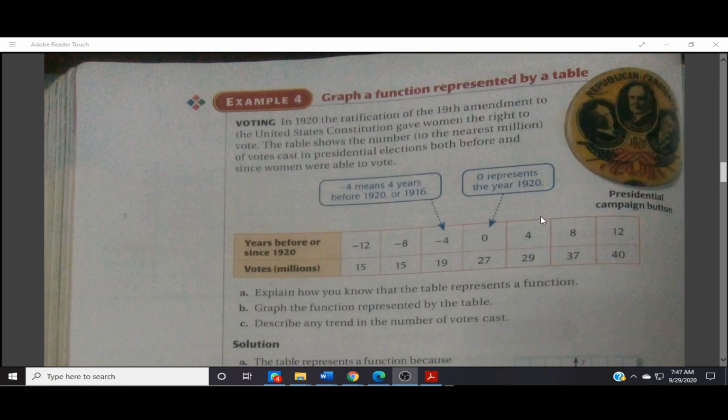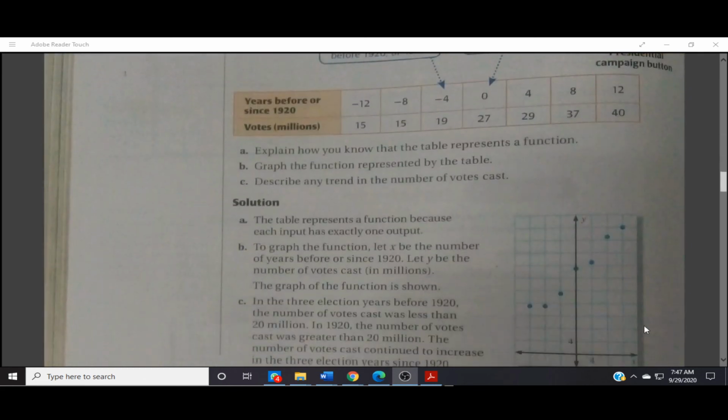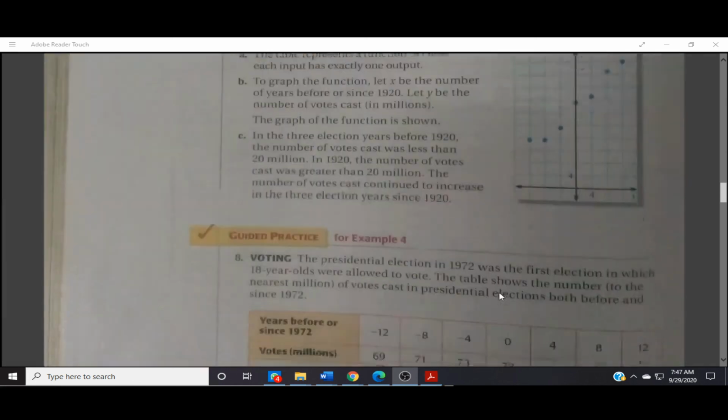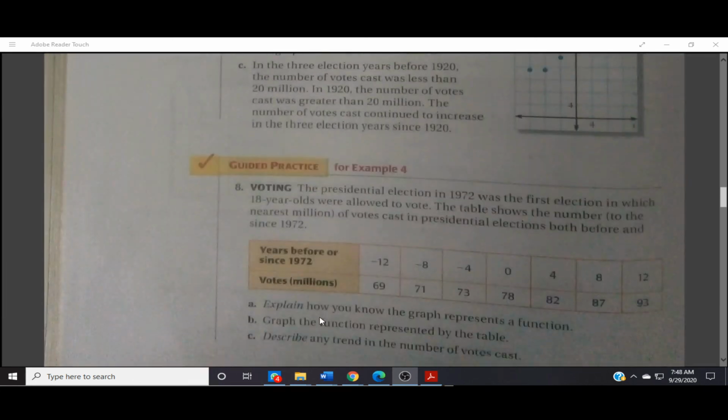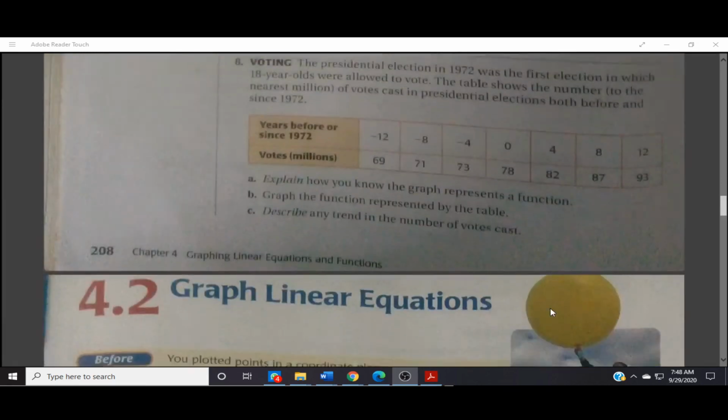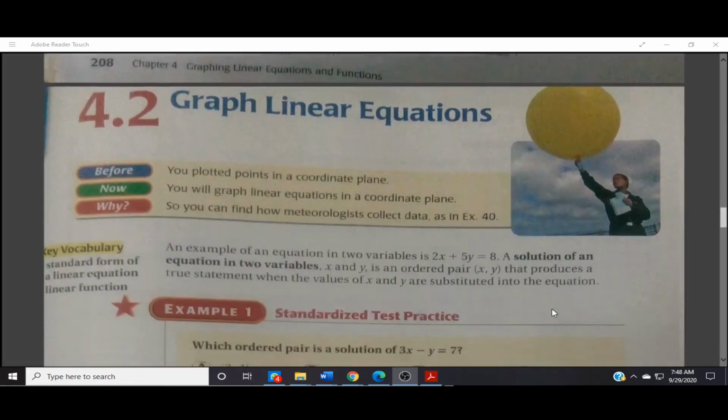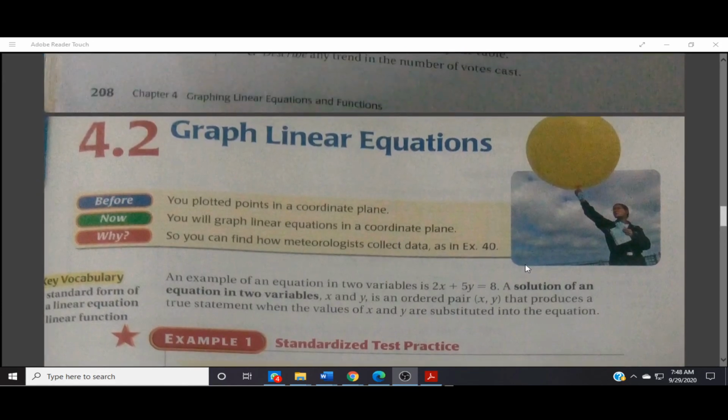Okay, they give us an example. You have to graph the points, which makes sense, and then describe any trend. So do we notice any trend upwards? Yeah. The same thing with this, okay? We have an example, and then we ask, do we have an increase of voting? Okay? We will talk about 9.2 next class.